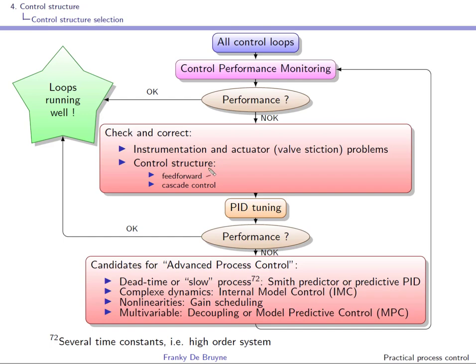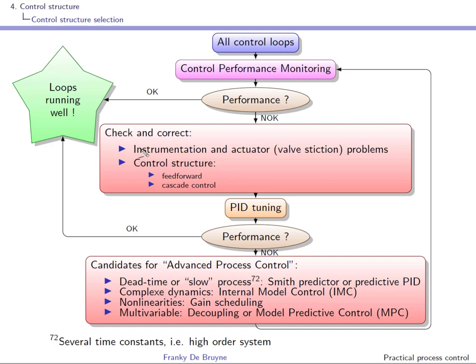Then you can look at the control structure and adapt the control structure by using, for instance, feedforward or cascade control. Very often what is happening is that a cascade control is implemented, but it is not well implemented, in the sense that the interlocks are not correctly implemented. We'll deal with this problem later on in the course.